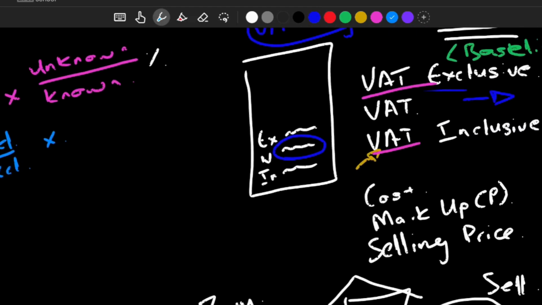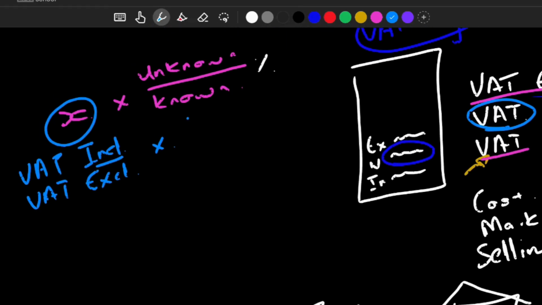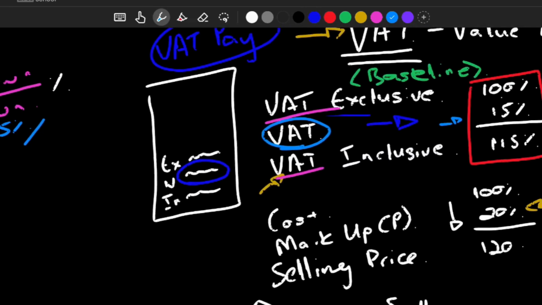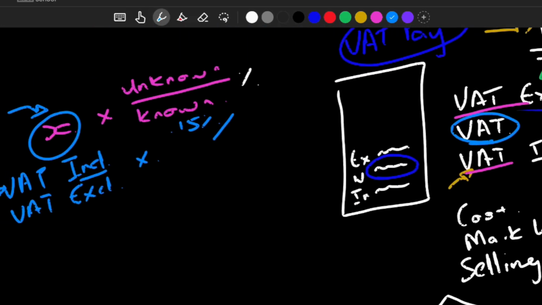Your unknown is VAT at the amount of 15%. So you're going to say 15% multiplied by 15% over, what do you have? What do you know? What does this amount represent? It represents the VAT inclusive amount. VAT inclusive amount is 115. 15 over 115%. Then you calculate and get your answer.